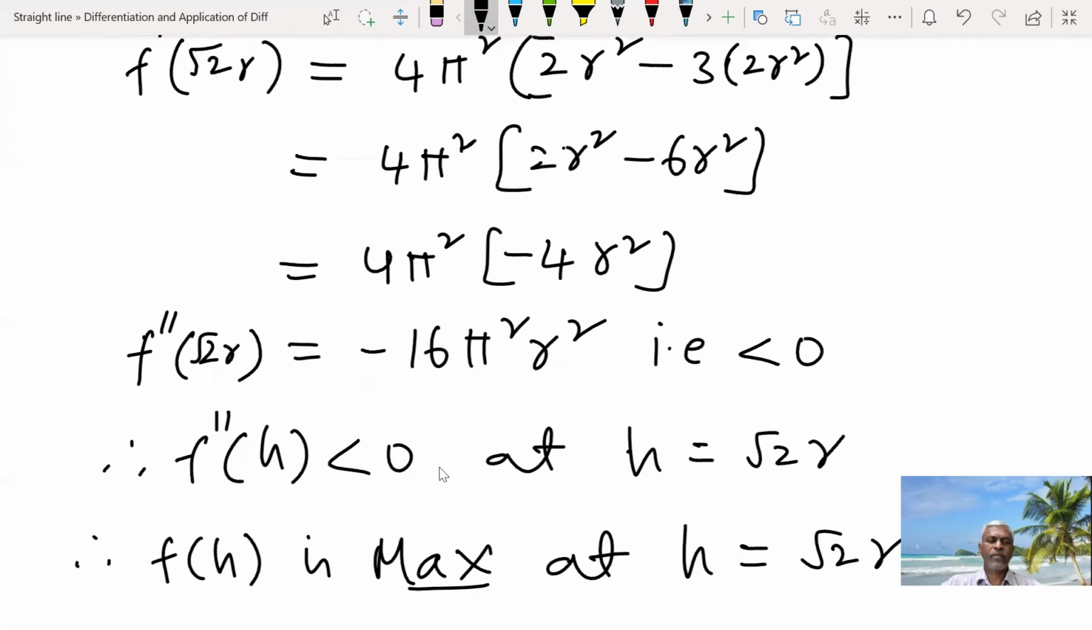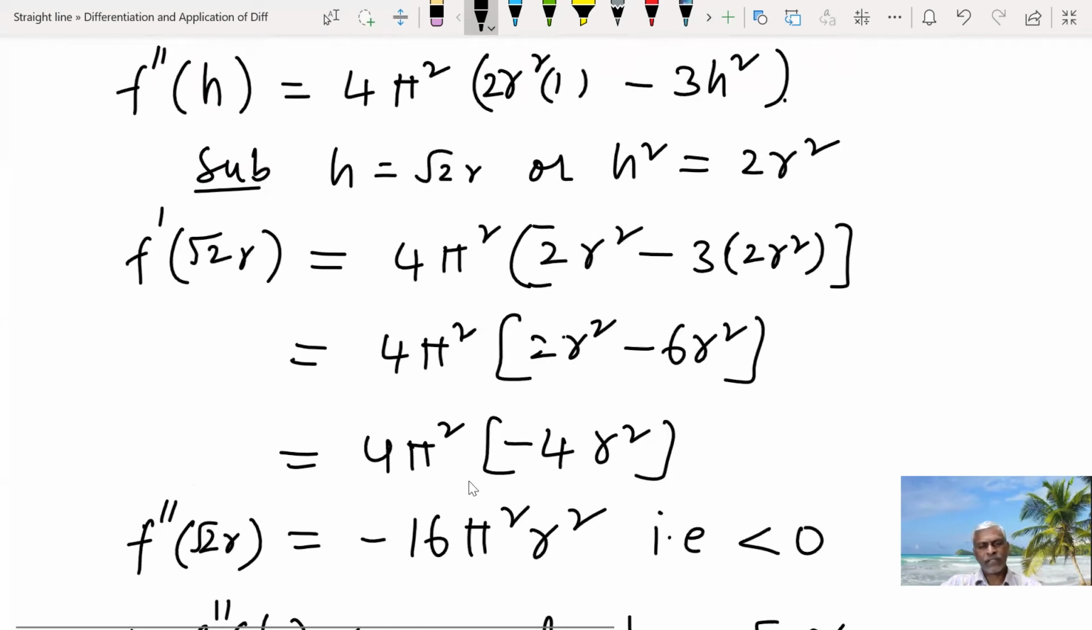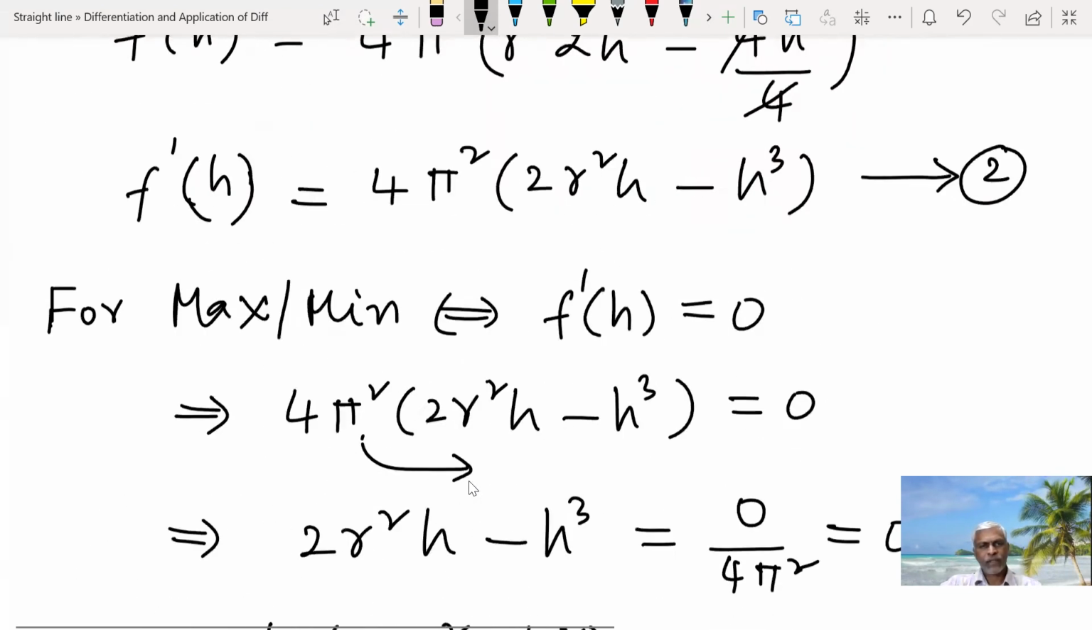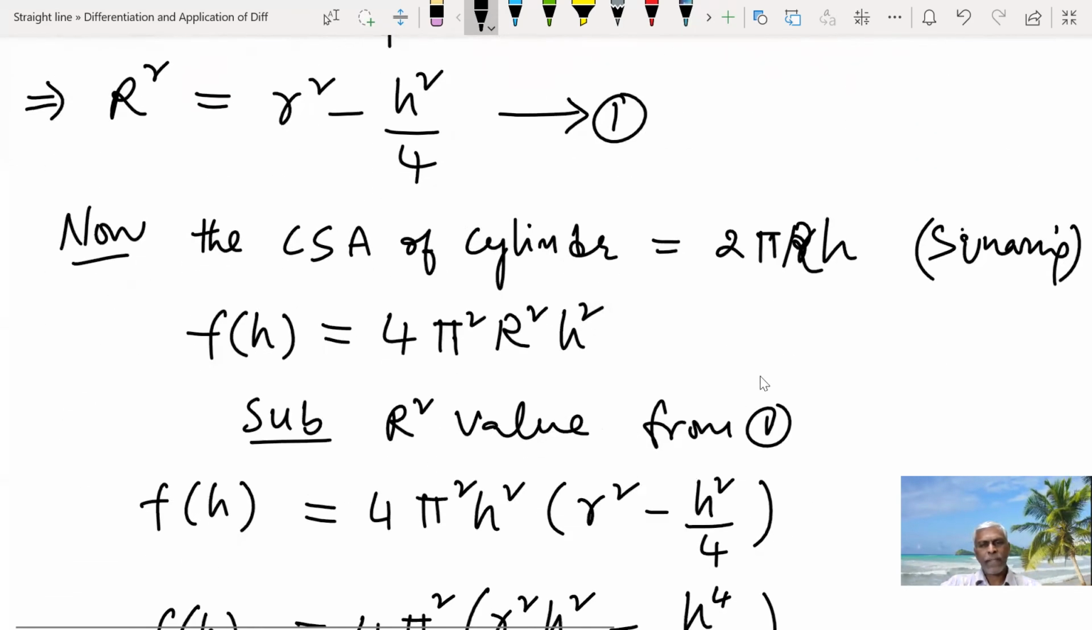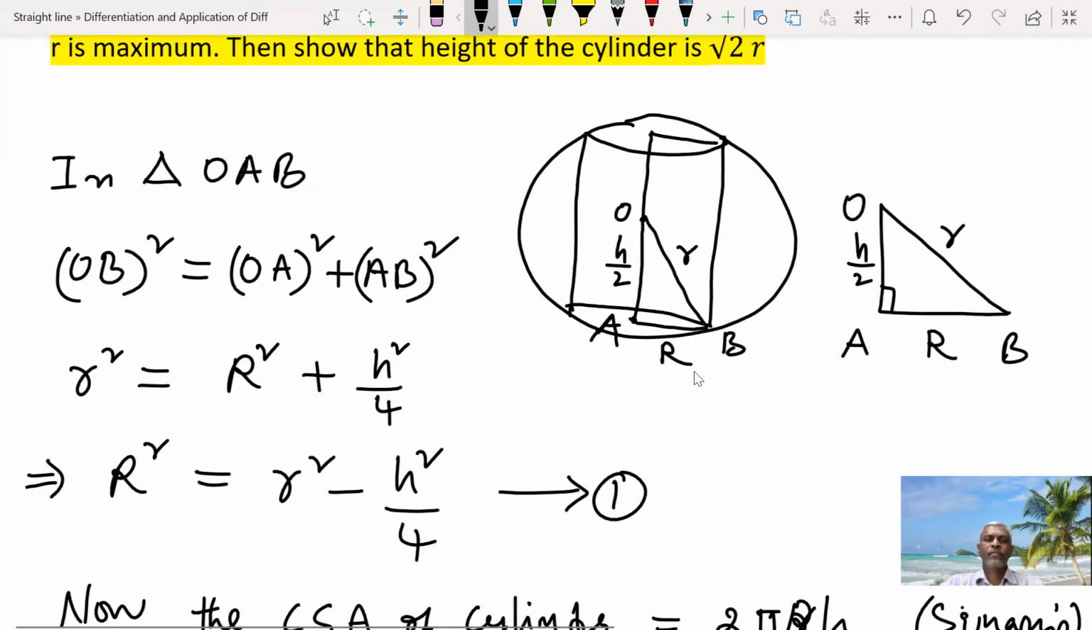So here the second derivative at h value root 2 r is less than 0. Therefore, the function is maximum. Here, what is the function? The curved surface area of the cylinder is maximum when the height is root 2 r. So, to get the maximum curved surface area for a cylinder inscribed in the sphere, we have to take the height of the cylinder as root 2 r.